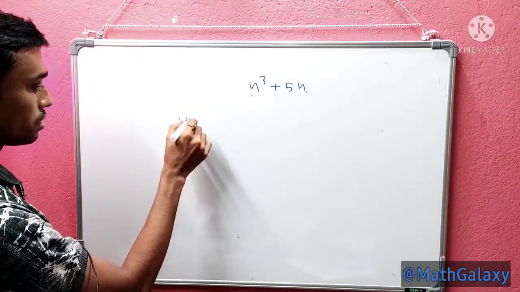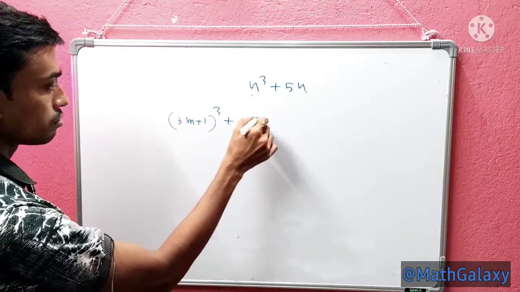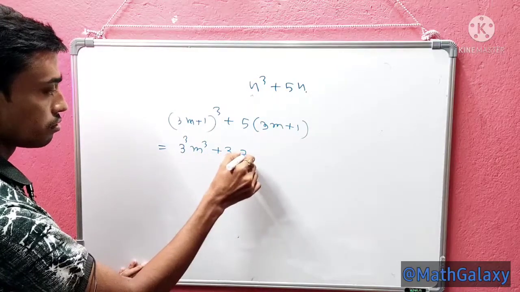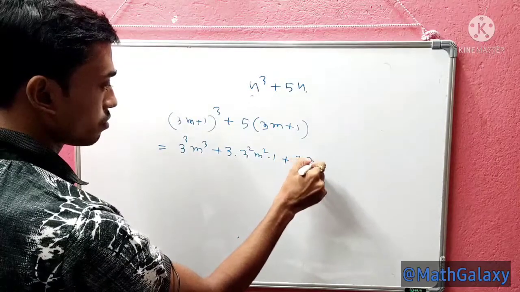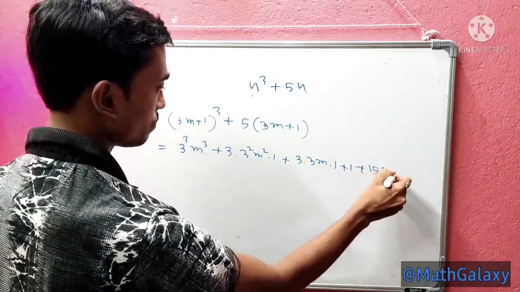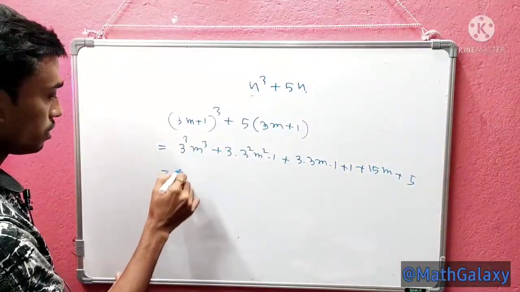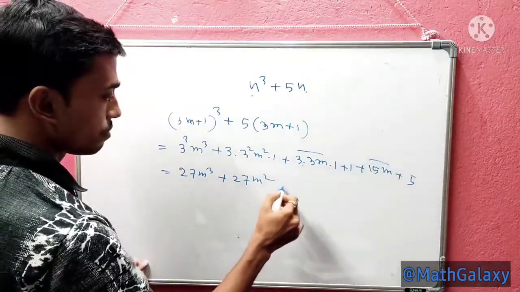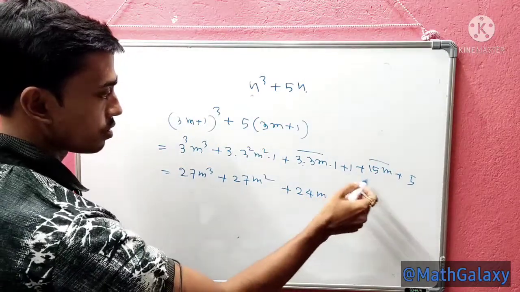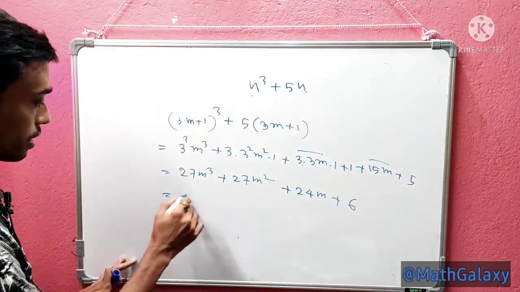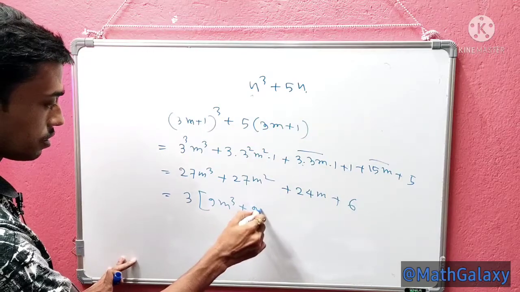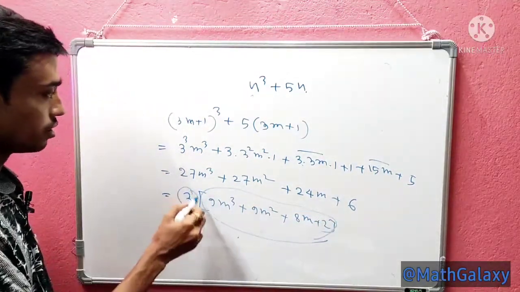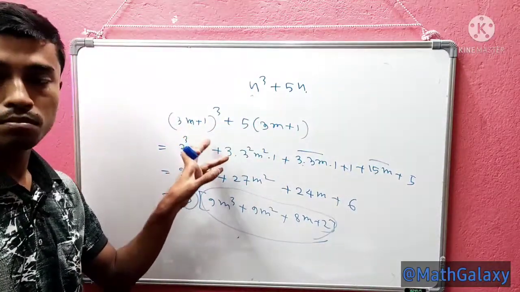If you plug in that, then we have 3m plus 1 whole cube plus 5 into 3m plus 1. So of course, 3 cube m cube plus 3 into 3 square m square into 1 plus 3 into 3m into 1 plus 1, plus 15m plus 5. So this is what we get. It is 27m cube plus 27m square, and here we have 9m and 15m, so 24m, plus we got 6. Now you can take out 3 as common: 9m cube plus 9m square plus 8m plus 2. Whatever this might be, it's an integer times 3. This means the number is divisible by 3. So this is the case when we plug in 3m plus 1.